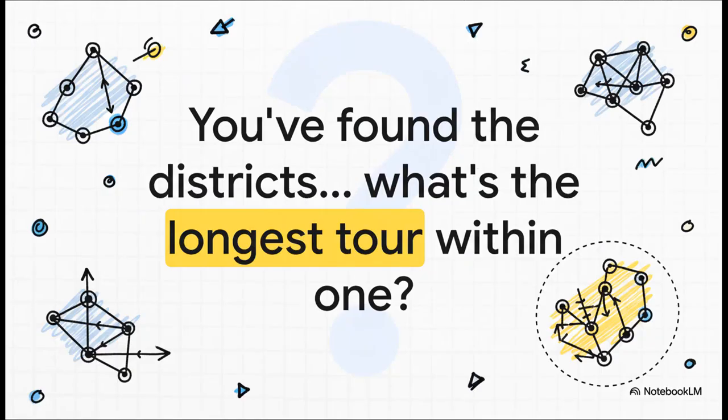So there we have it. We've learned how to find the hidden, self-contained districts in any complex network. But that just opens up a whole new set of questions. Once you've identified one of those districts, how would you find the longest possible tour you could take inside of it? Now that is a fascinating next step in the world of graphs.